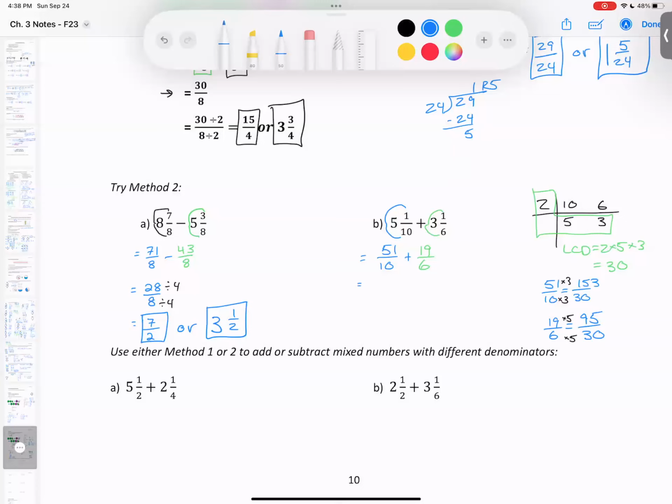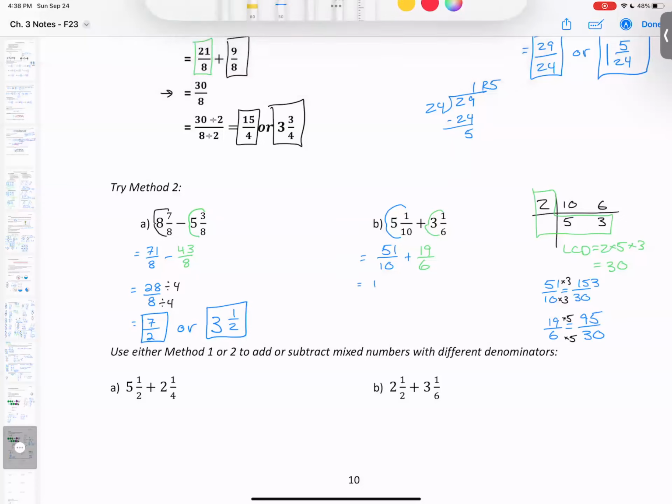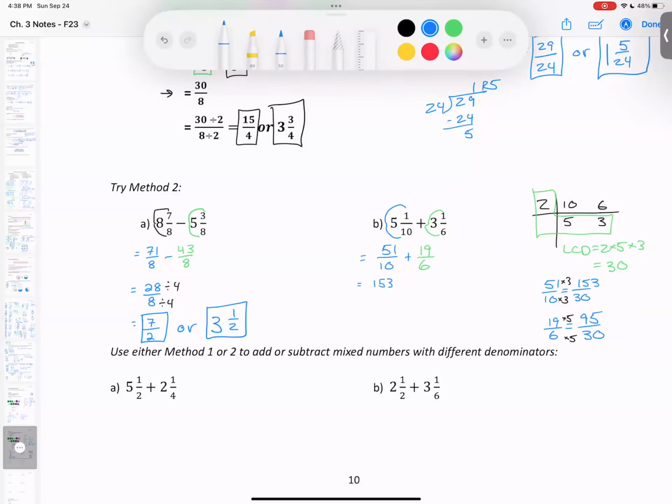So this would be the same thing then as 153 over 30 plus 95 over 30. Okay, now I have a like denominator, so I can add those numerators together. So 153 plus 95 gives me 248 over 30.